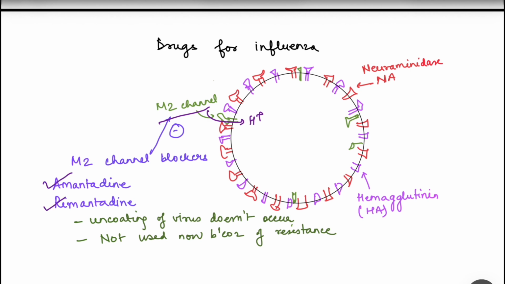Now these drugs were used before, but now they are not used because the influenza virus has been found to be resistant to amantadine and rimantadine. So now the drugs which are used are neuraminidase inhibitors.